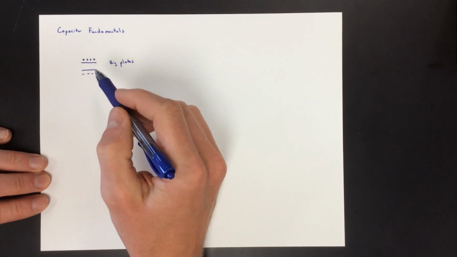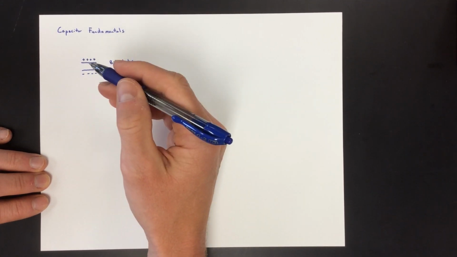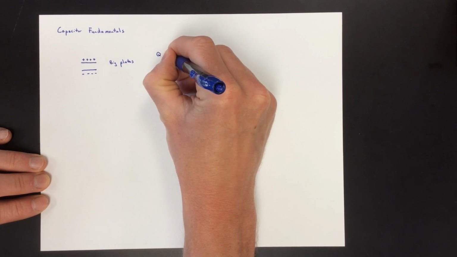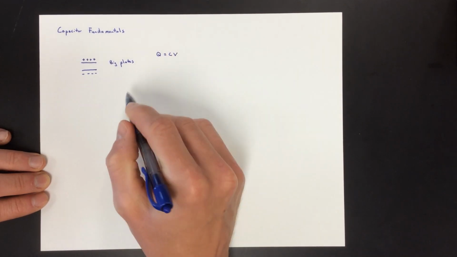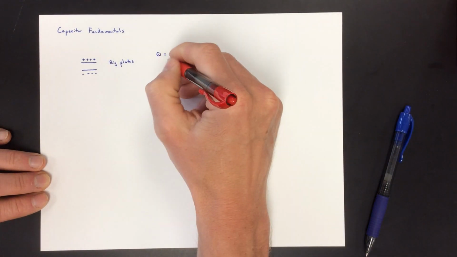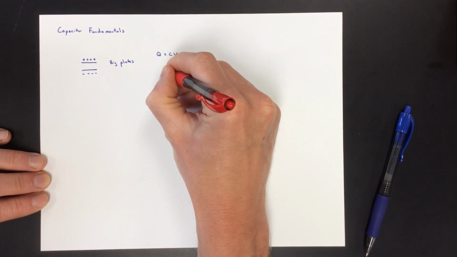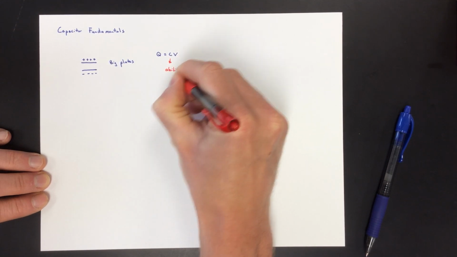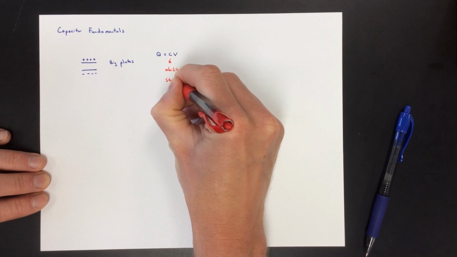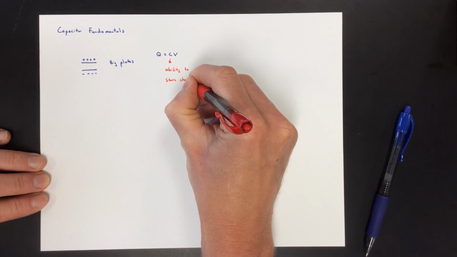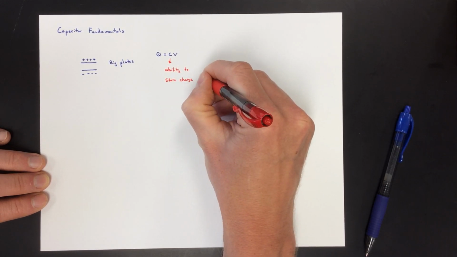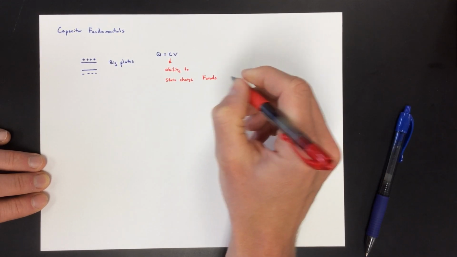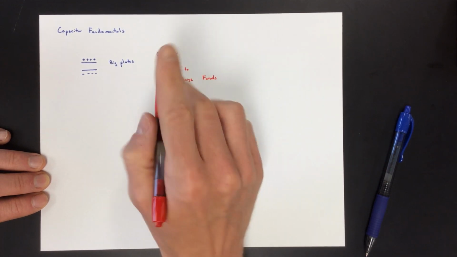And so a capacitor has a capacitance. So eventually we're going to use Q equals CV. We're going to show that a capacitor's capacitance right here is its ability to store charge. So its ability to store charge is its capacitance, and its capacitance is in the units of farads. So what is a farad? Well, what would a 1 farad capacitor do?